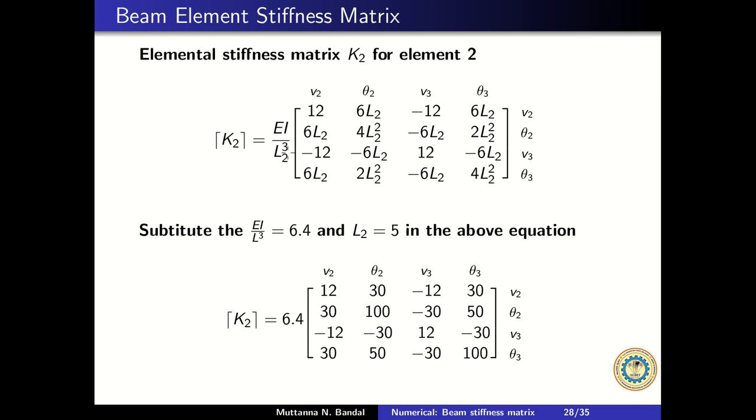Similarly, for K2, the degrees of freedom are V2, theta 2, V3, theta 3, and here L2 is 5. Substitute wherever L2 is there with 5 meters, and this constant is the same, 6.4, and the rows and column representation with the degrees of freedom is done. So once stiffness 1 and stiffness 2 are formed, I have to assemble them.